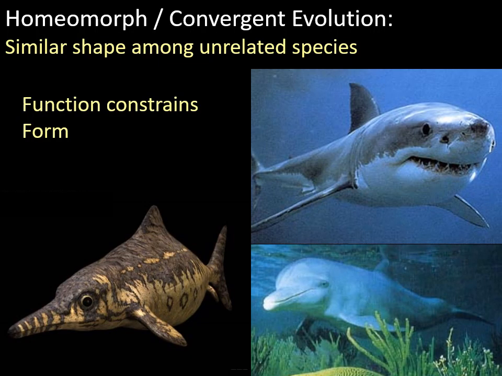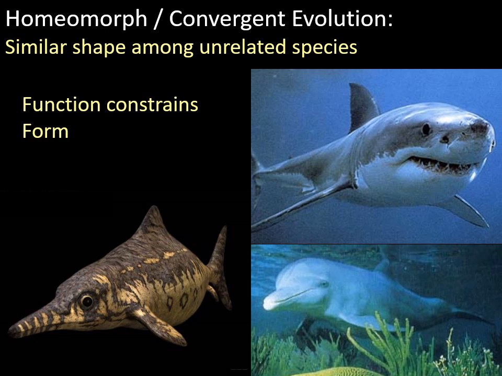Now, I want to be careful here because we're also talking about homeomorphy, or convergent evolution, in some cases. Functional morphology can be phylogenetic, meaning it can be characteristics passed down from ancestor to descendant, but it doesn't always have to be. With form and function, you're seeing that the form the organism has follows a usable function that they are performing in their environment.